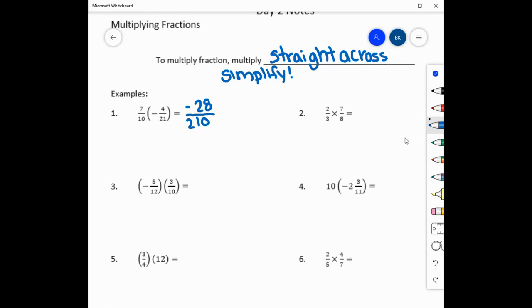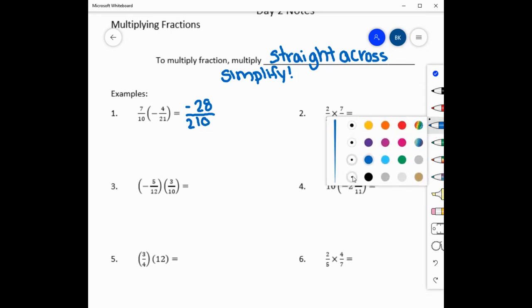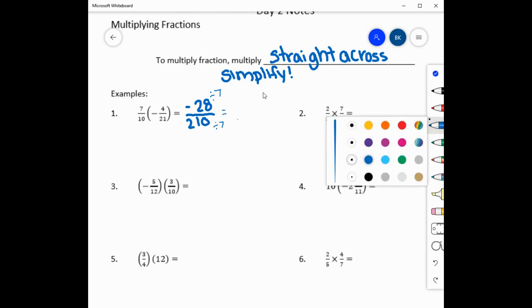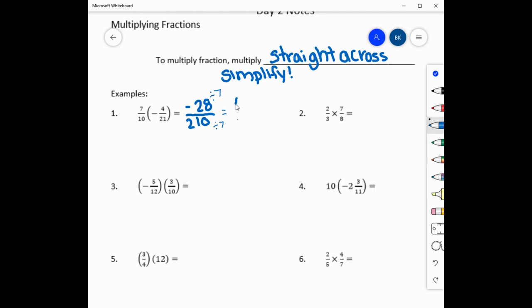Now we need to simplify. We are going to simplify by seeing what number divides into both 28 and 210 evenly. So 7 goes into both. So when we divide each by 7, negative 28 divided by 7 is negative 4 over 210 divided by 7 is 30.